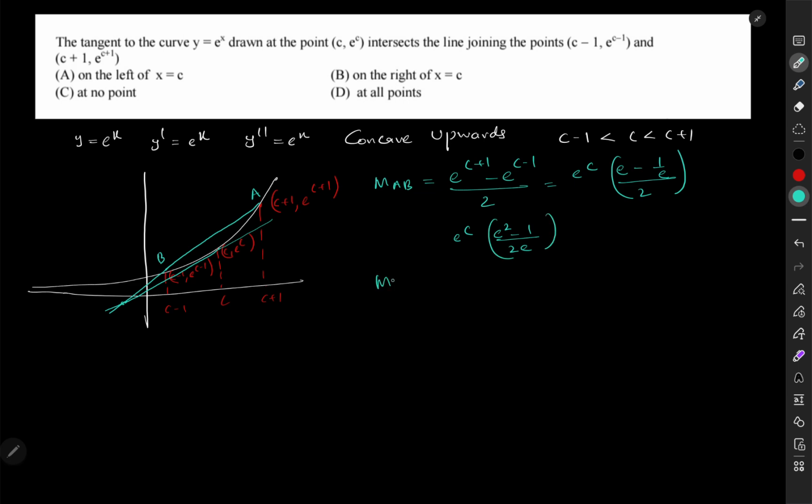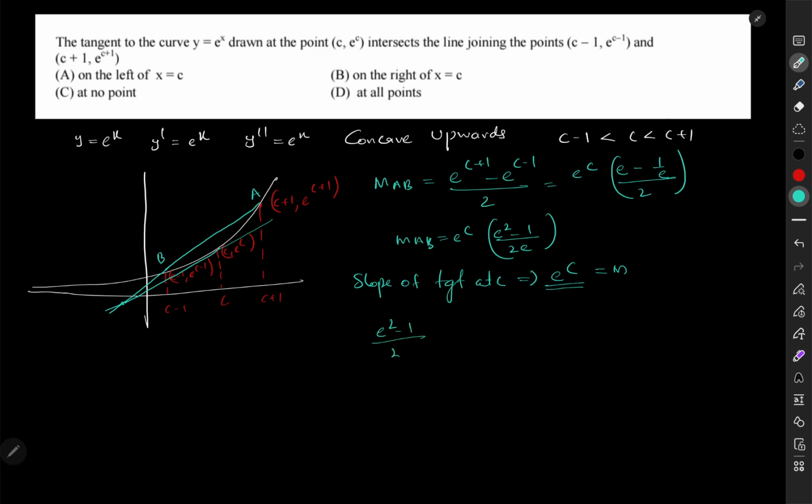Now what is the slope of the tangent at C? The slope of the tangent at C is dy by dx at C, which is e power c only. So we have e power c into e square minus 1 by 2e, and e power c. So we need to know which slope is larger. Let me call the slope of AB as M.